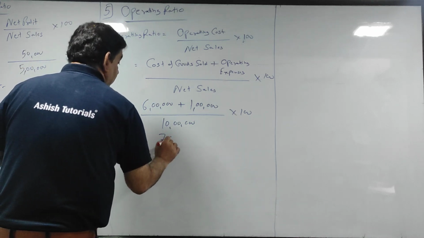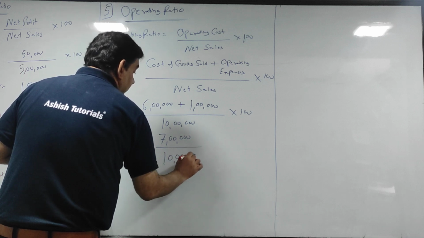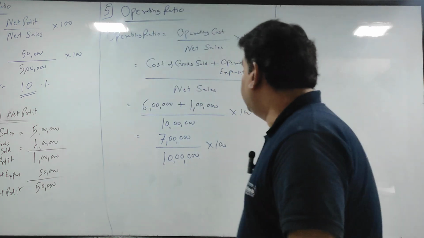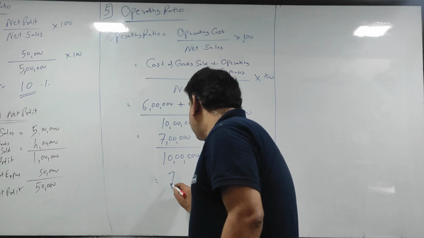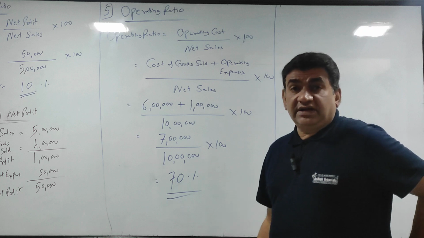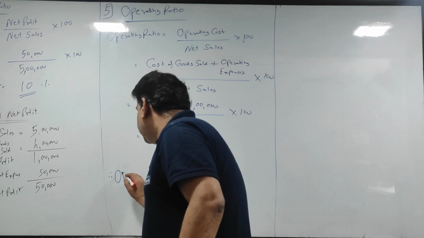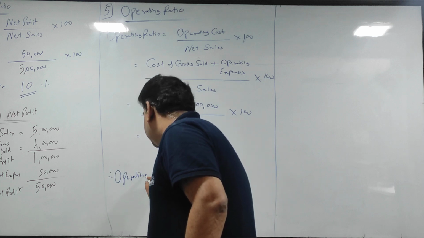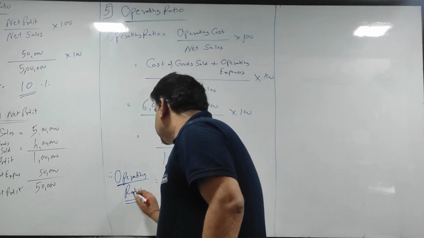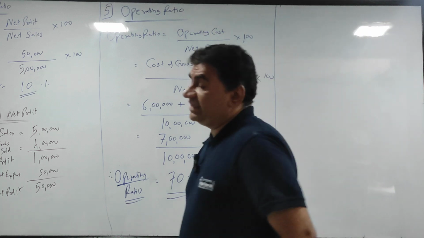So 6 lakhs plus 1 lakh, 7 lakh divided by 10 lakh into 100, that gives you 70%. All revenue or income statement ratios you have to multiply by 100. In this case, the answer is 70. Therefore, your operating ratio is 70%.